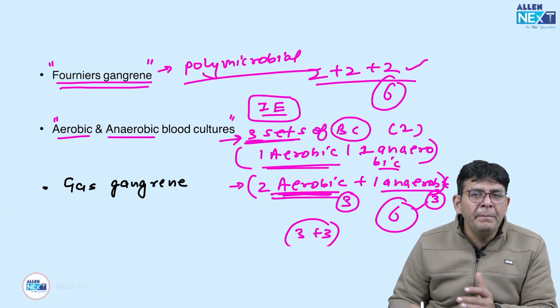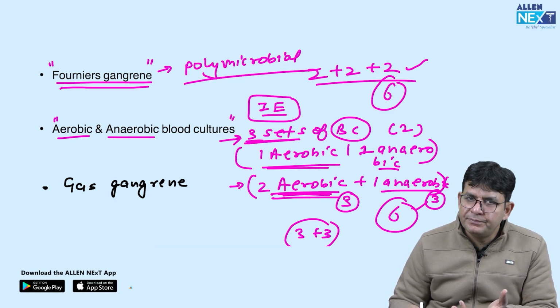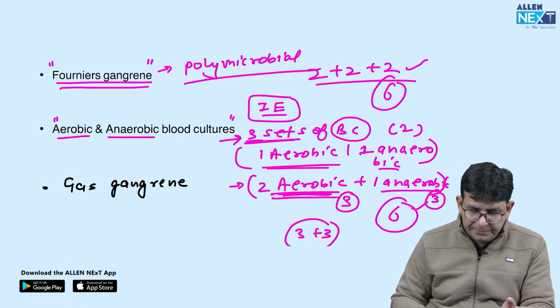This comes in the major criteria. The blood culture comes in what? Major criteria of the Duke's, fine, along with the echocardiographic changes.